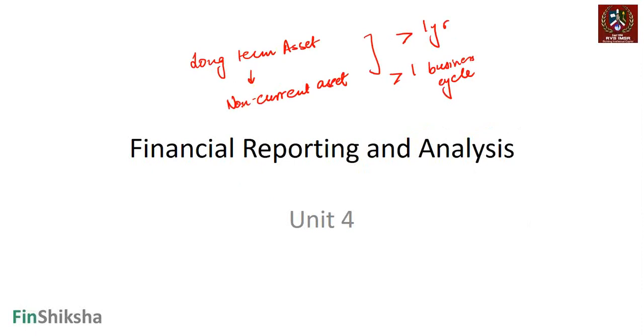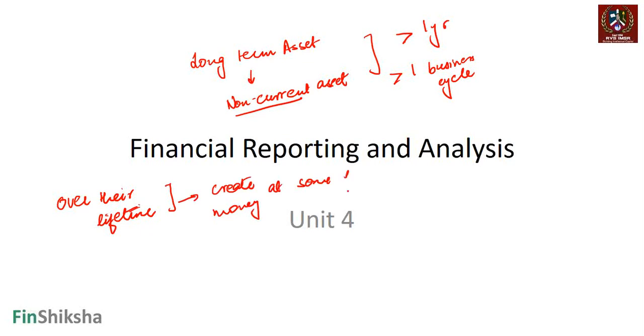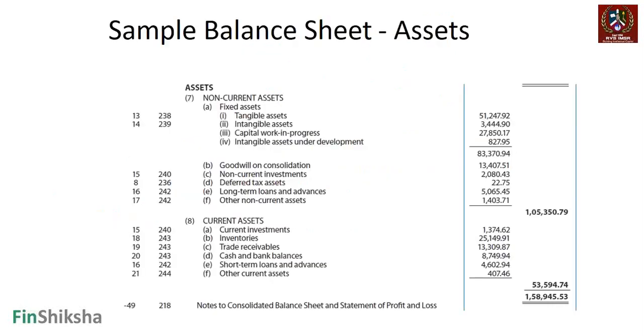The reason these are called non-current assets is that they're going to generate benefits over their lifetime, right? So they're going to generate benefits for the company over their lifetime, and hence they're termed as assets and long-term assets. They will create money or create cash at some point, right? At some point in the future, all these assets would basically create cash, and hence they are termed as assets broadly, right?